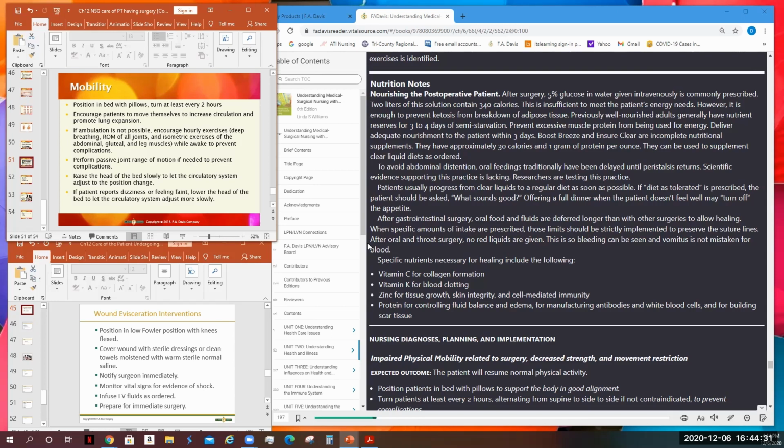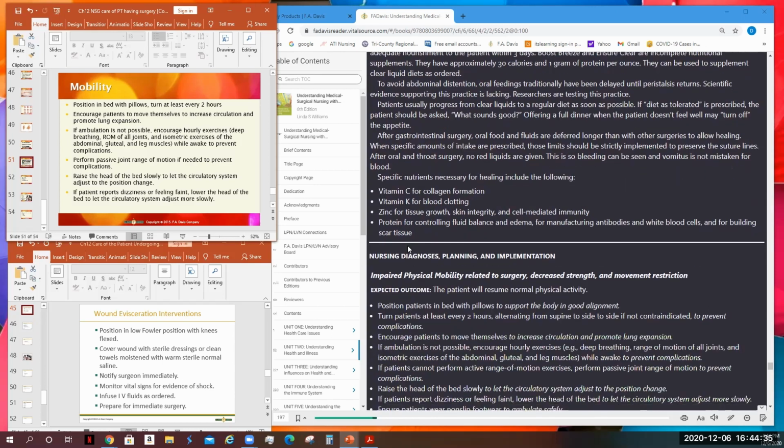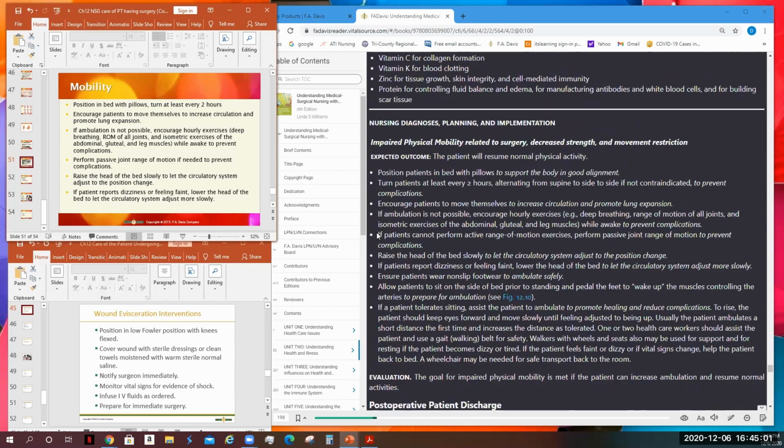Specific nutrients necessary for healing include the following: vitamin C for collagen formation, vitamin K for blood clotting, zinc for tissue growth, skin integrity, and cell-mediated immunity. Protein for controlling fluid balance and edema, for manufacturing antibodies and white blood cells, and for building scar tissue.